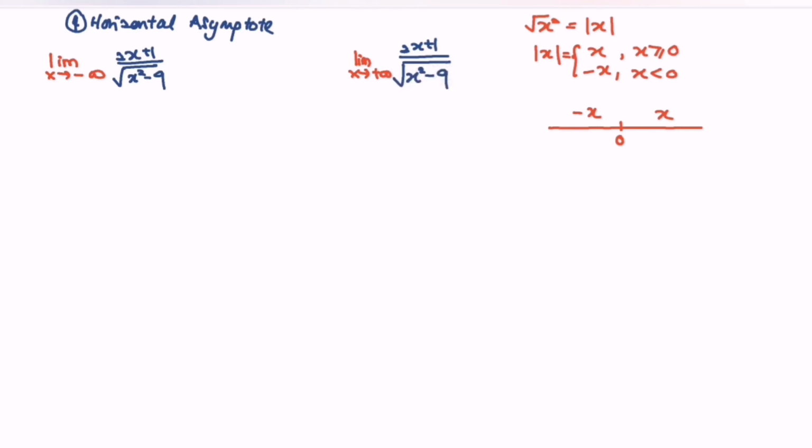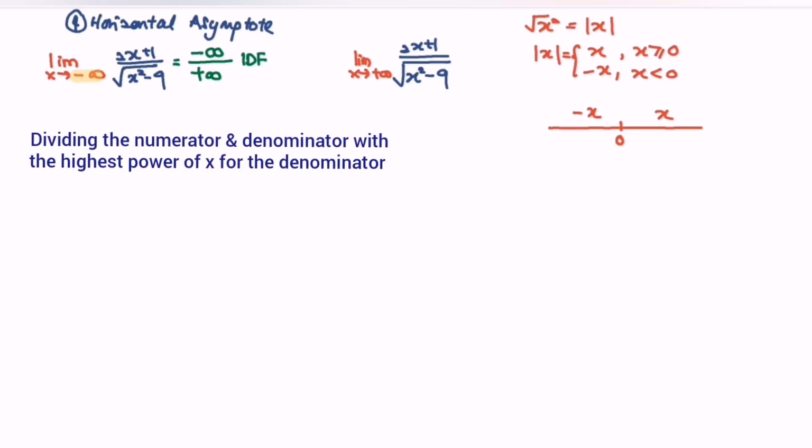So let's begin the discussion on the left. If we are going to substitute the value into the function, we will have negative infinity for the numerator, and for the denominator, obviously we will have a positive infinity. So this is denoted as indeterminate form. What is the strategy to solve this kind of problem? Dividing the numerator and the denominator by referring to the highest power of x for the denominator. I repeat, the highest power of x for the denominator.